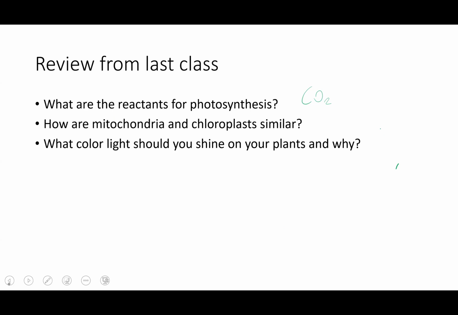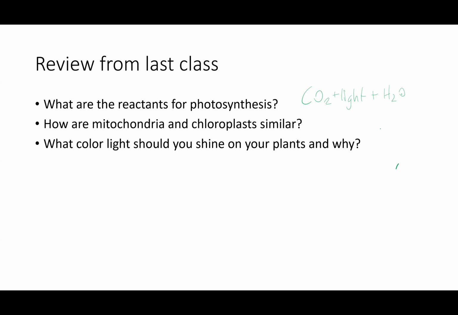What is the form of energy that we're using? I heard two answers. What is the form of energy that we're using for photosynthesis? We're going to use ATP is involved and we're going to use it too, but the original source of energy is light. And what's the last reactant? Water.